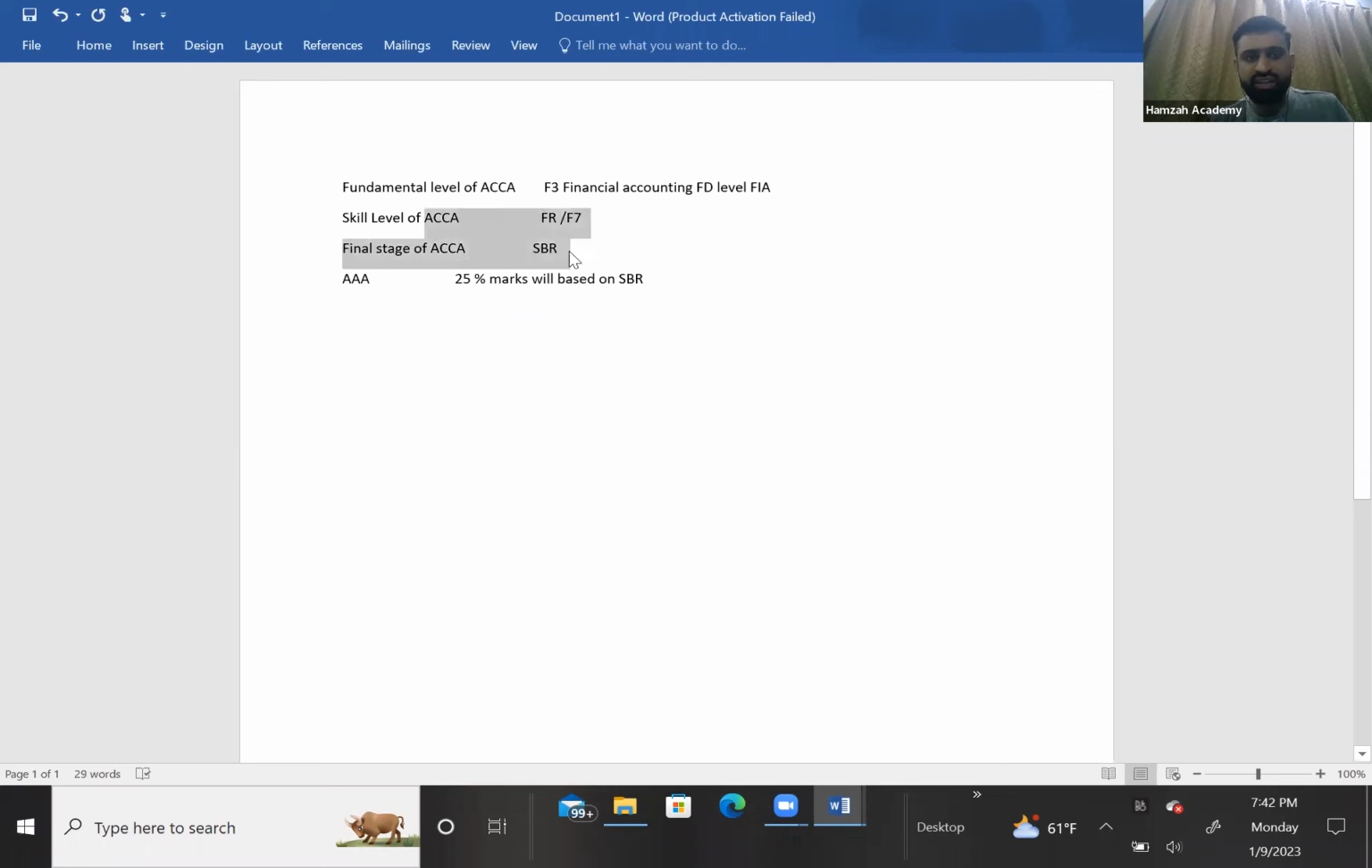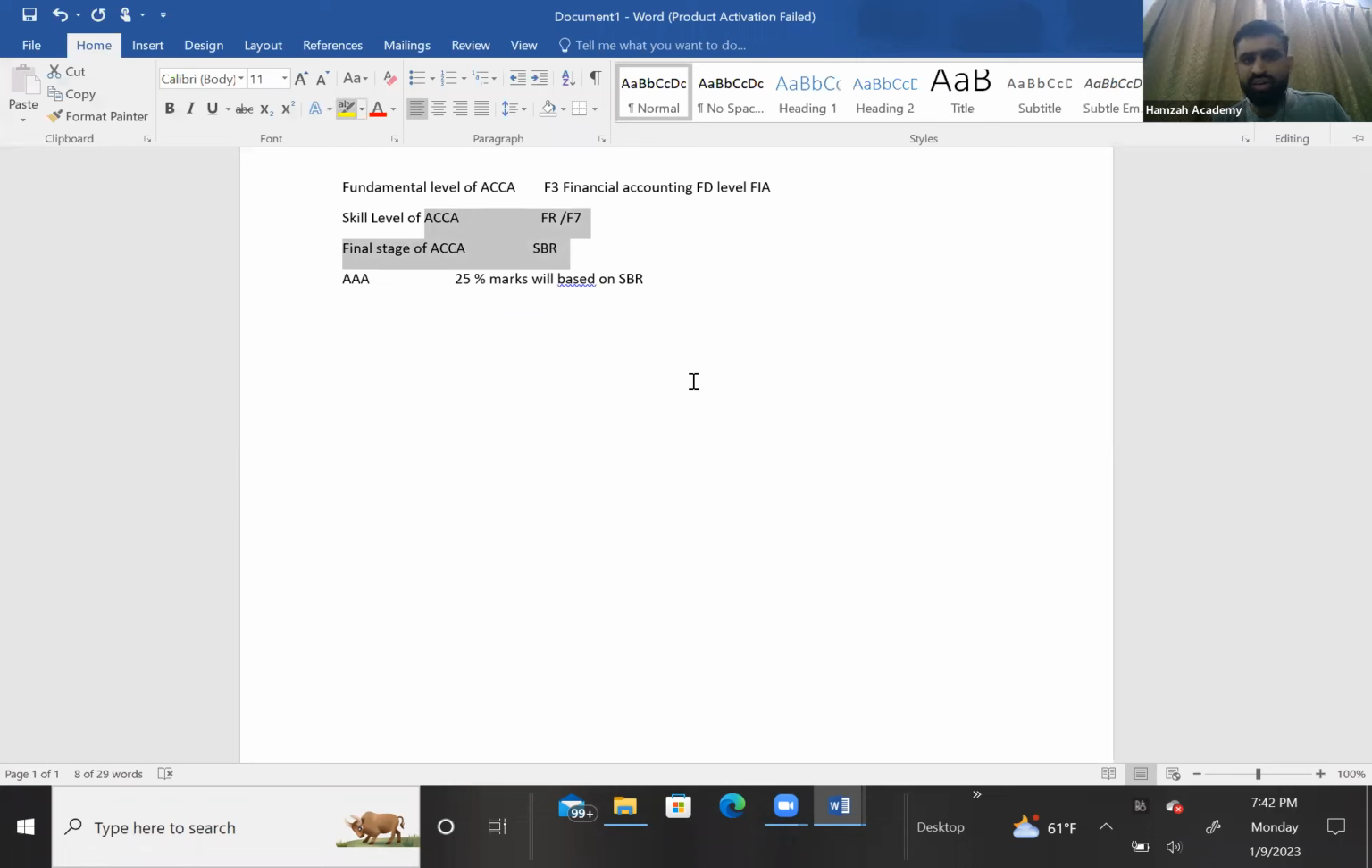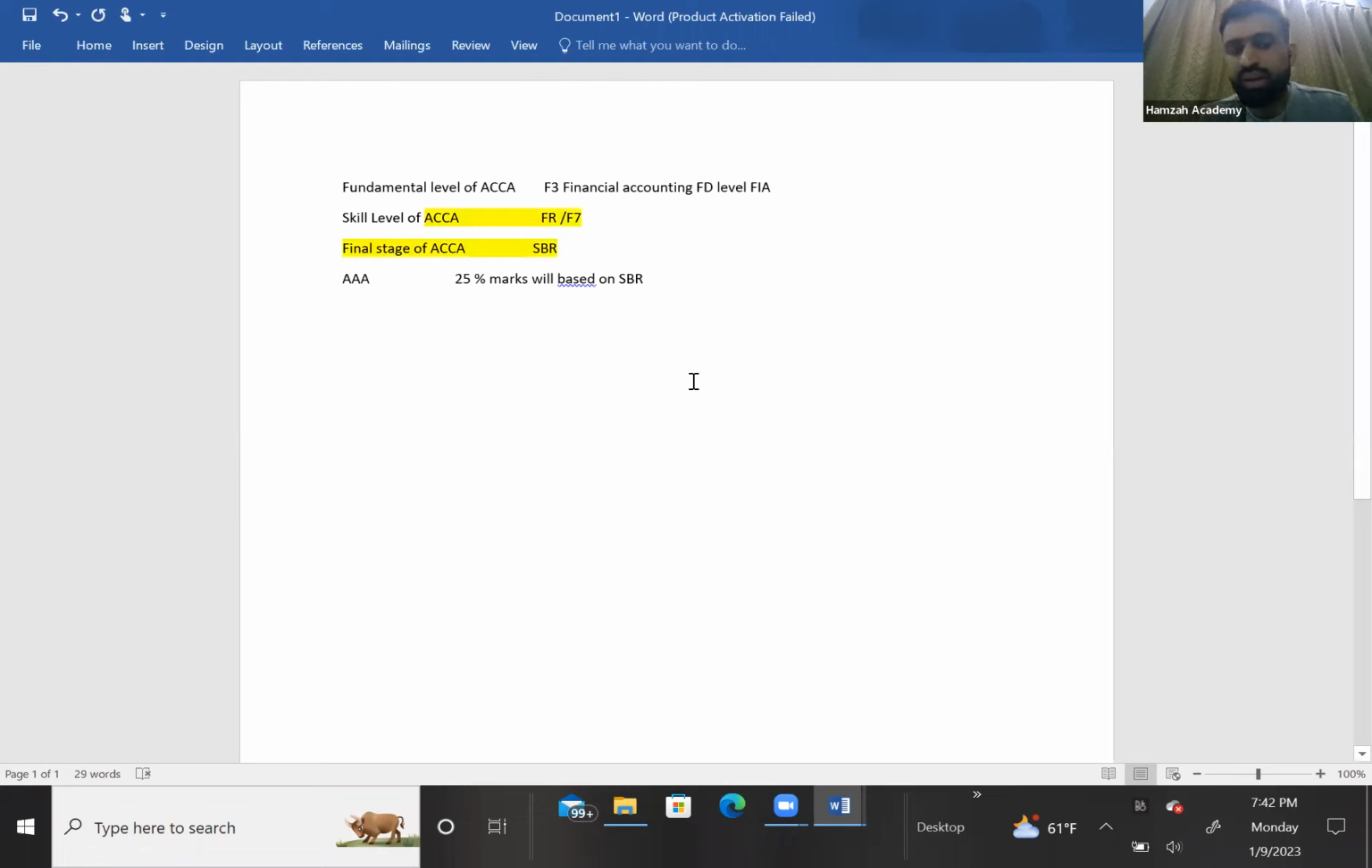SBR and F7 are papers which are related to each other in the financial reporting sense. But let me tell you one thing, the method of testing of FR and SBR is different. The knowledge is the same. The number of topics will be the same in FR and in SBR, but the way the topics will be tested, the examination style, would be quite different in SBR.